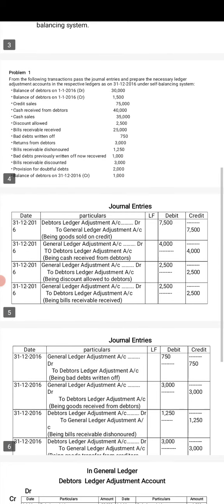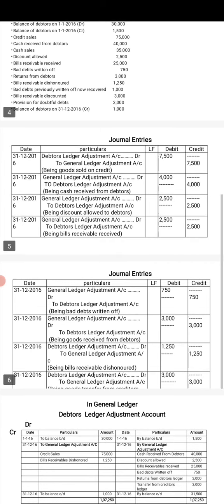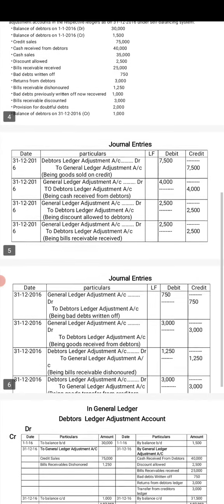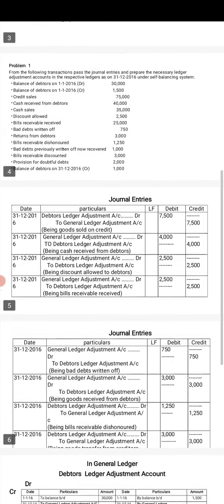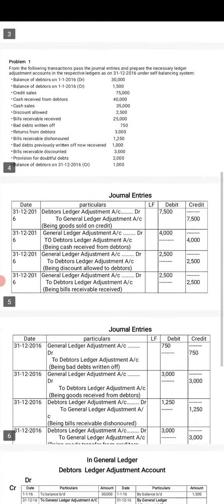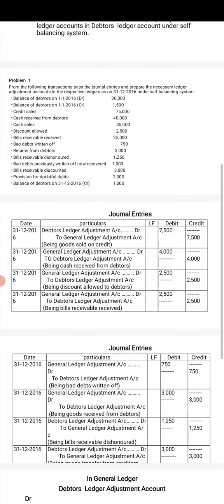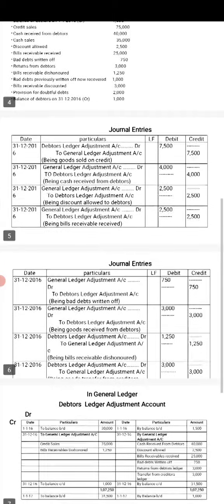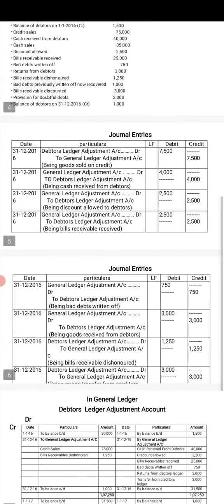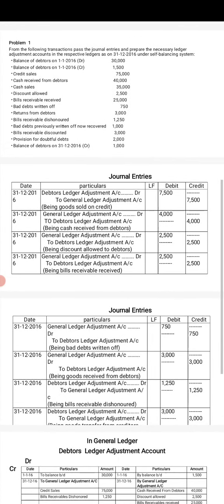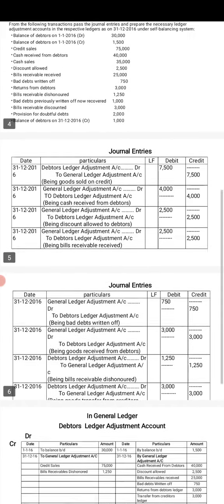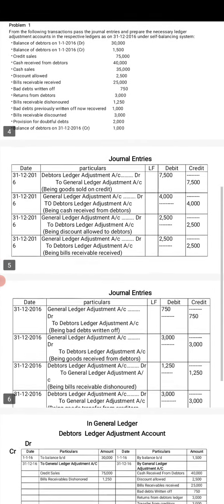First, cash received from debtors, 40,000. Next, discount allowed, 2,500. Again, bills receivables received, 25,000. Again, bad debts written off, 750. Again, return from debtors, return inwards, 3,000. Again, the transfer, bills receivables discounted, 3,000.